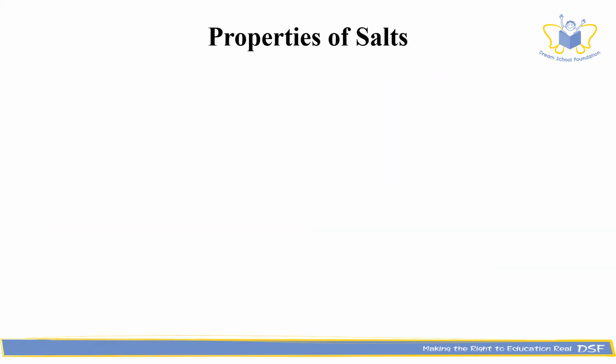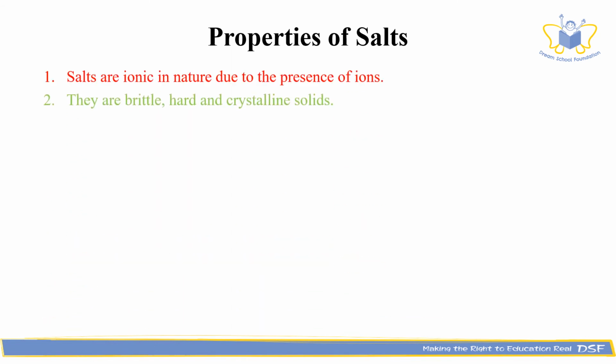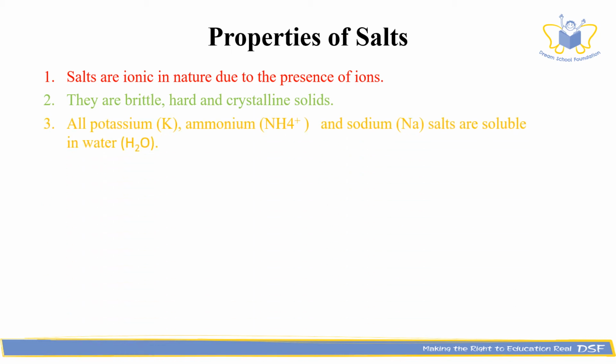Properties of salts. 1. Salts are ionic in nature due to the presence of ions. 2. They are brittle, hard, and crystalline solids. 3. All potassium, ammonium, and sodium salts are soluble in water. 4. All salts are fairly good conductors of electricity.